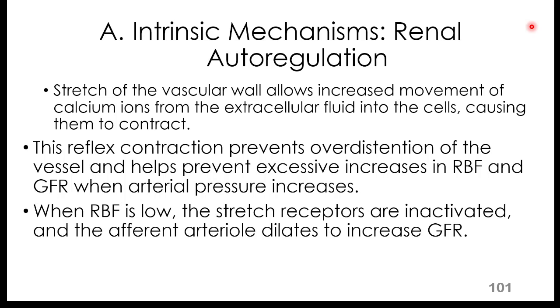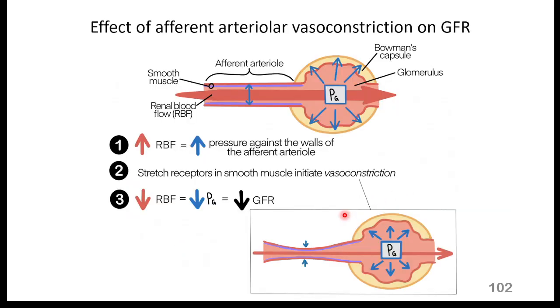And whenever the renal blood flow is low, the stretch receptors are inactivated because the tension on the walls of the arterioles will reduce and go back to normal. With inactivation of the receptors, the afferent arteriole dilates to increase the glomerular filtration rate.